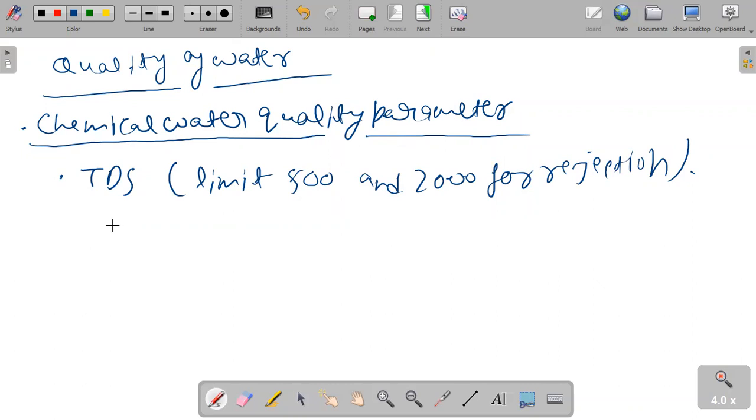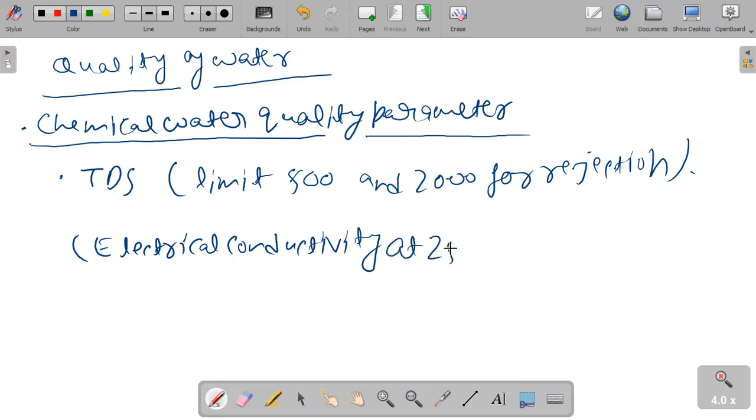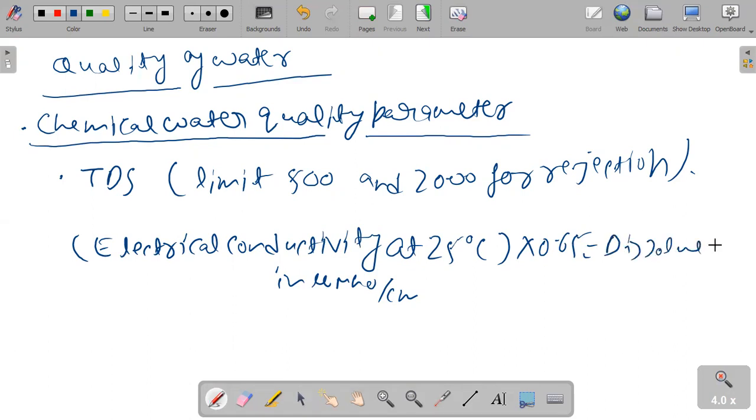One more thing is electrical conductivity at 25 degrees Celsius. Basically this is in micromho per centimeter. Multiply it by 0.65, then you'll get the dissolved solid content.